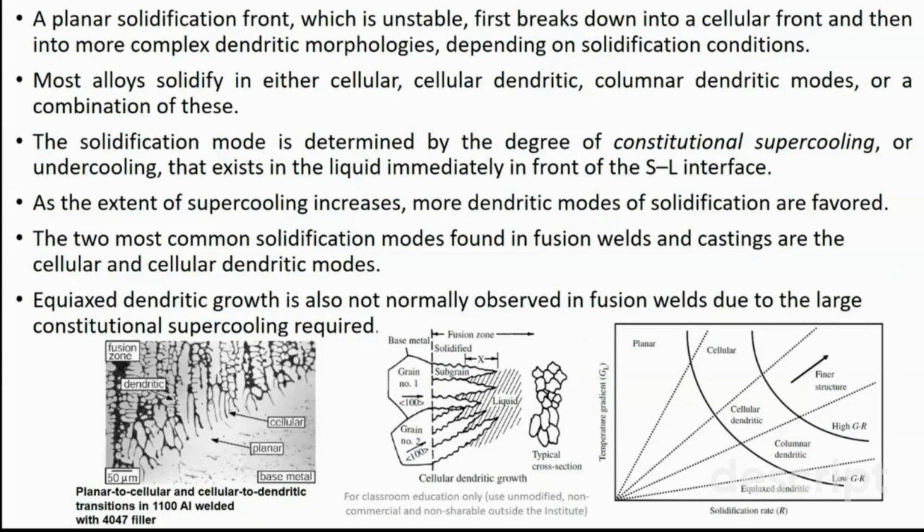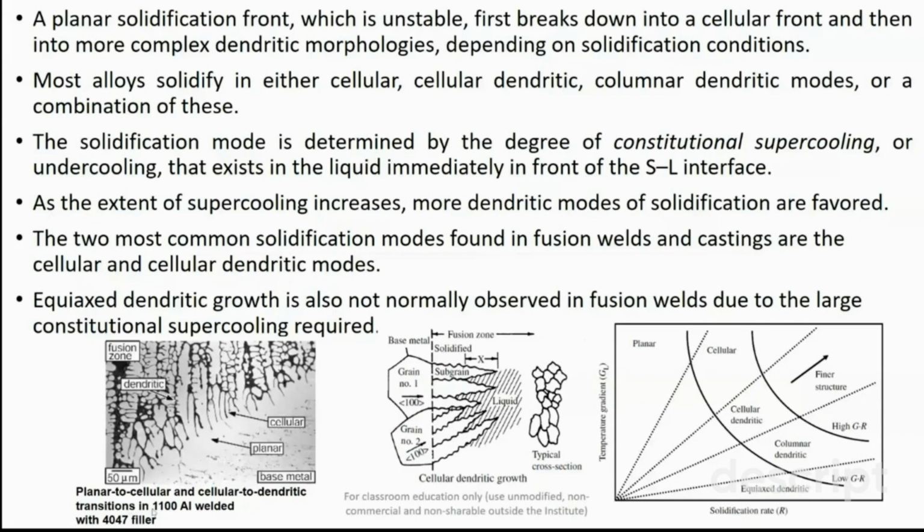In this diagram you can observe the base metal, and from the base metal initially the planar front was advancing into the liquid melt. Then the solid liquid interface becomes unstable, and from there the cellular type of grain growth occurs, and further it breaks down into the dendritic microstructure within the fusion zone. This diagram shows the transition from planar to cellular and then from cellular to dendritic microstructure.